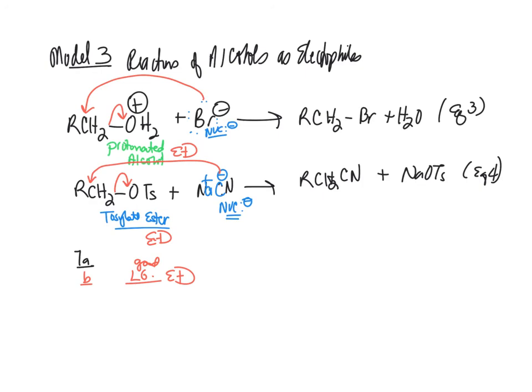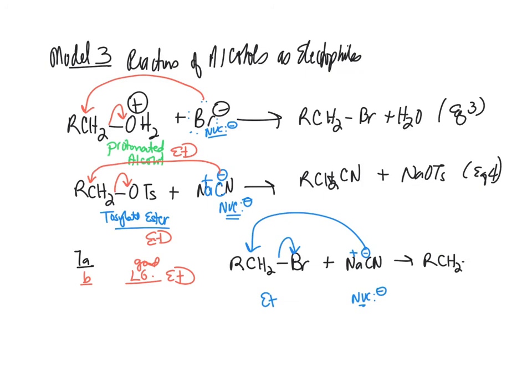Okay, draw the product of the reaction of RCH2Br and sodium cyanide. Okay, so here we go. This is our electrophile. This is our nucleophile. And this is going to go here. This goes there. And then our product will be RCH2CN plus sodium bromide. And are these the same is the question. RCH2CN, RCH2CN. Yes, those are the same.